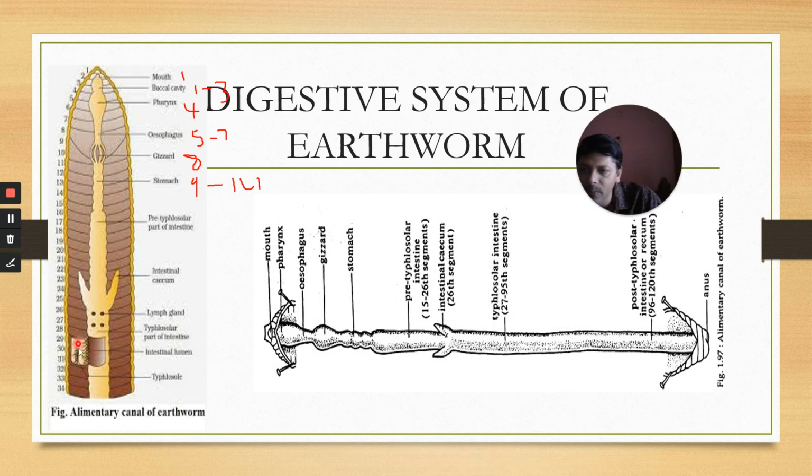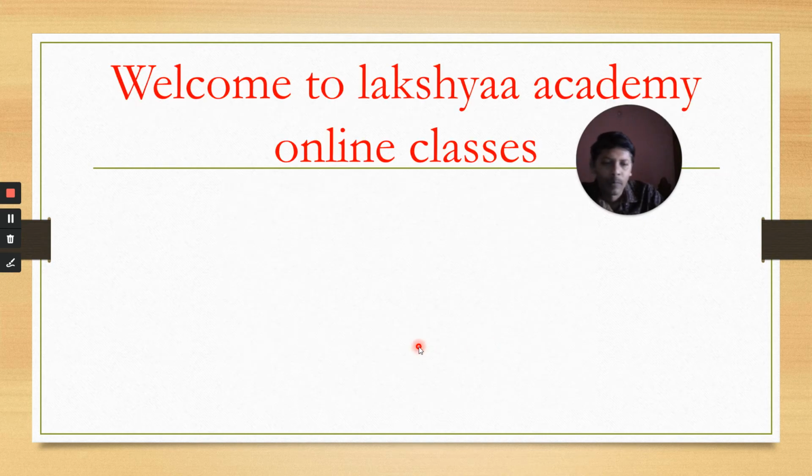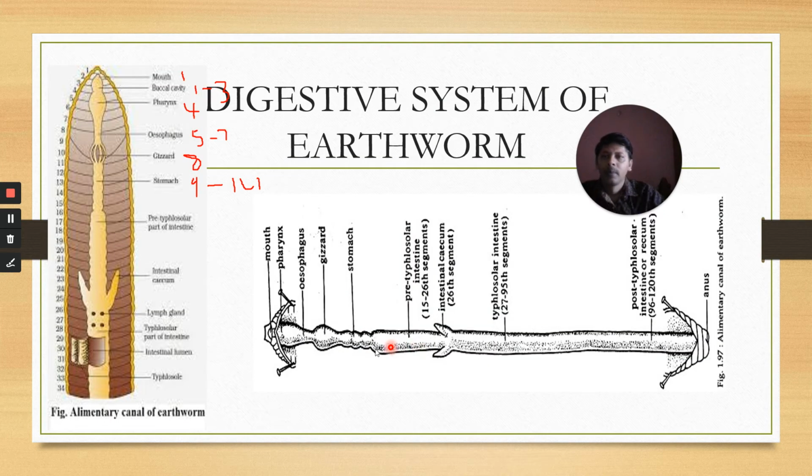Here you can look at this part. This is the typhlosole. This is present on the dorsal side, not on the ventral side. Next, there are intestinal caeca, and the typhlosole starts here. After the typhlosolar region, it is not shown in this diagram. Only up to 34 is shown here. The total alimentary canal is shown here.